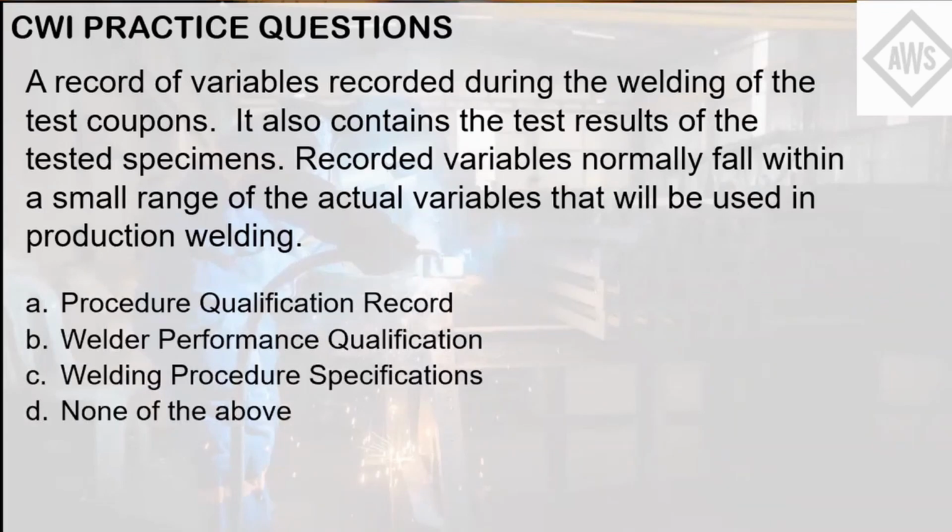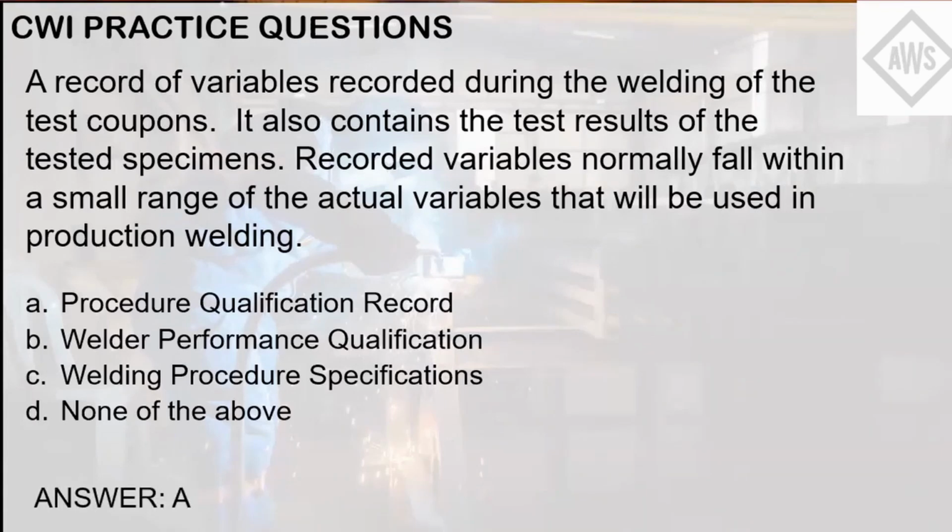So this welding document refers to the record of the variables used during the production of the test coupon, meaning as the welder produces the test coupon, this is where the variables are being recorded, more like a lab report, with the parameters being listed in the test report. So what do you call that document? Now this document is called the procedure qualification record.